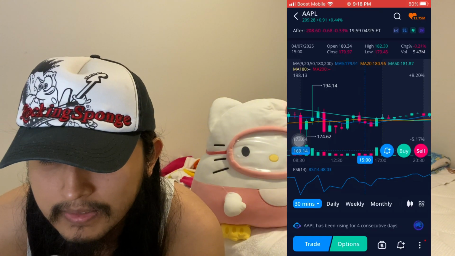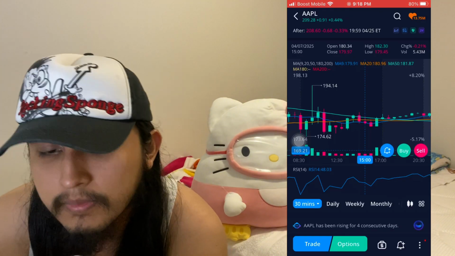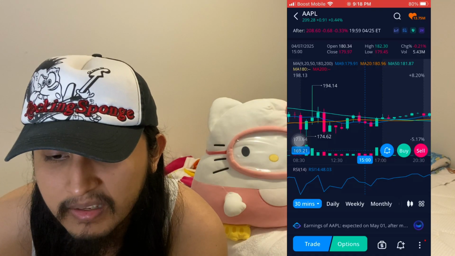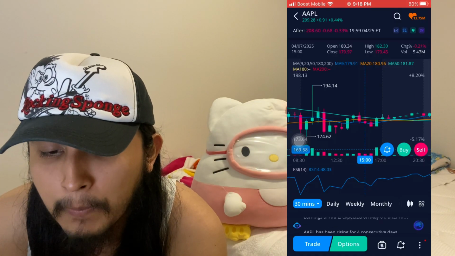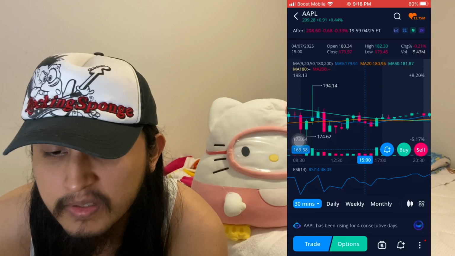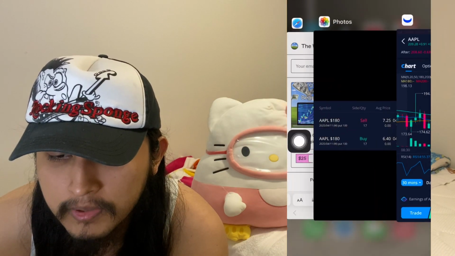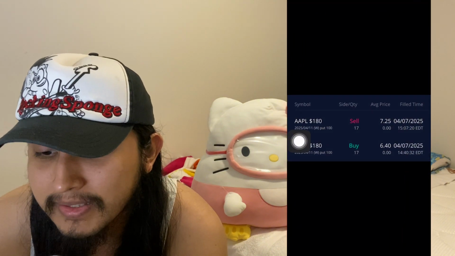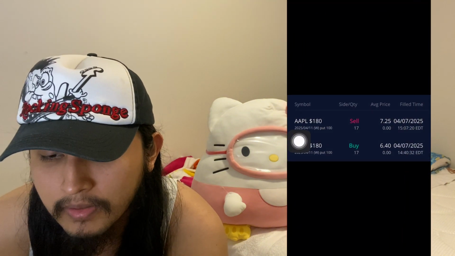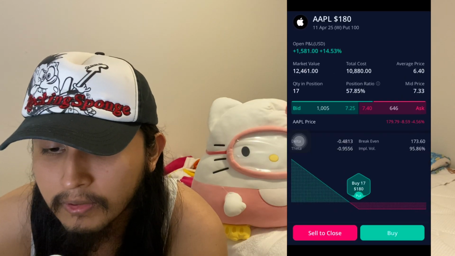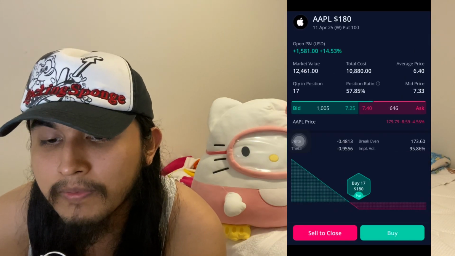So basically this candle right here, as soon as I saw that Apple approached the 50-day moving average, I bought a couple of Apple put options as soon as it reached the 50-day moving average, waited for a rejection, and at 1507 I sold out the position and I made a gain of $1,581 trading a couple of Apple put options.